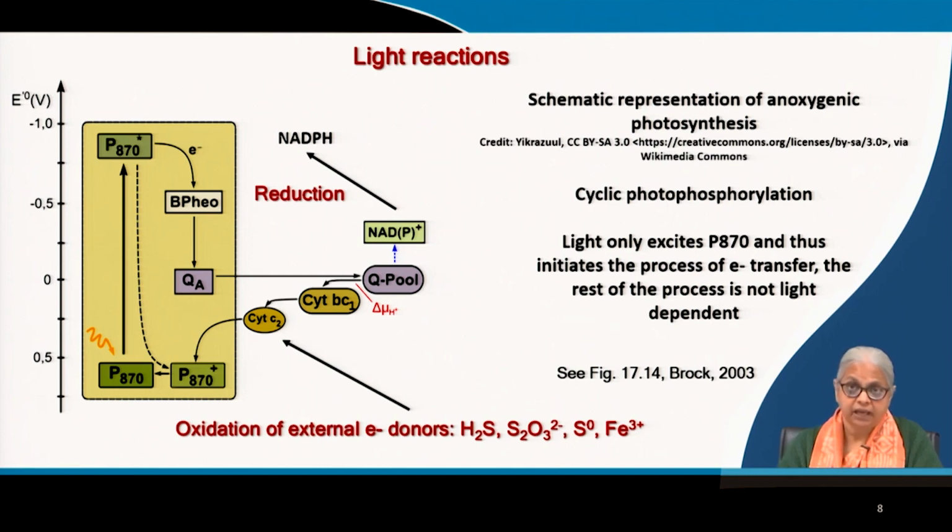It's an energy consuming reaction, and that's what the light energy is all about. And you have external electron donors like hydrogen sulfide, thiosulfate, elemental sulfur, and ferrous iron. Now all these electron donors are giving their electrons here at P870, and when that gets excited by the light energy, it's being passed through these electron carriers. So the oxidation of the electron donors is happening over here, and reducing power is generated, which later on will be used for generating ATP.